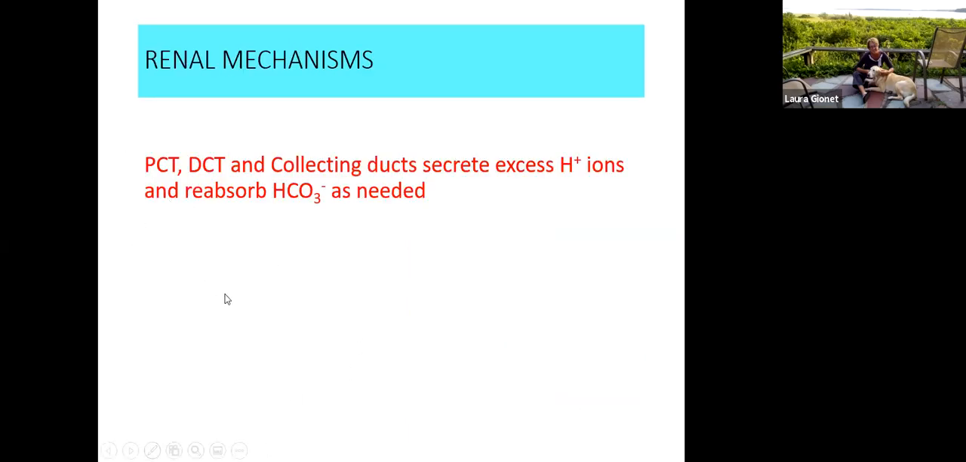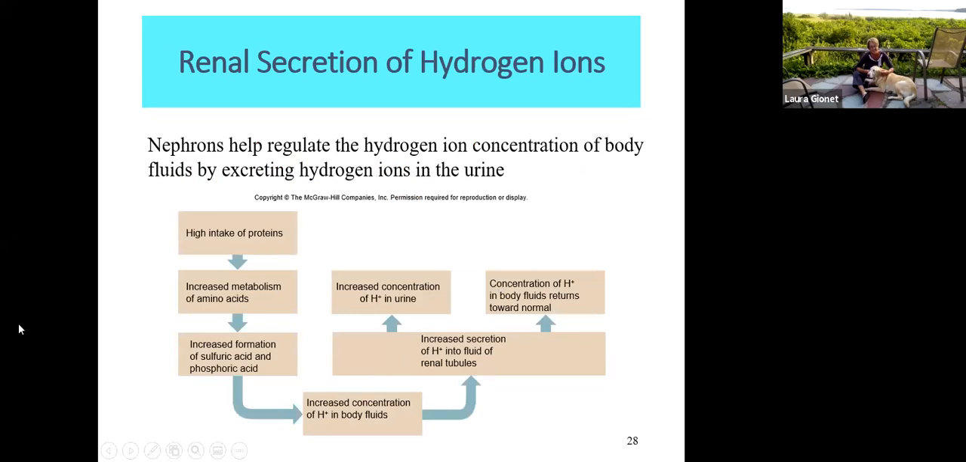Renal mechanisms, remember the PCT and collecting ducts and the distal convoluted tubules: we secrete excess hydrogen ions and reabsorb bicarbonate as needed. We reabsorb a lot of bicarbonate right at the beginning of the PCT, and we secrete hydrogen ions at the proximal convoluted tubule. And then if we overdo or underdo, we modify it at the end. So, renal secretion of hydrogen ions: nephrons help regulate the hydrogen ion concentration of body fluids by secreting hydrogen ions in urine, as you know.